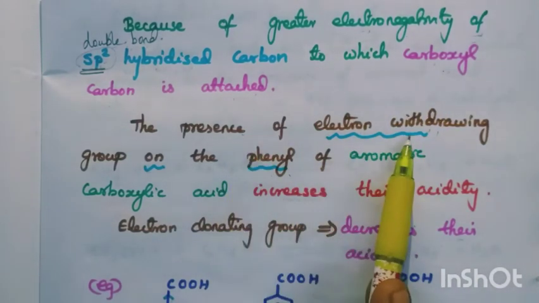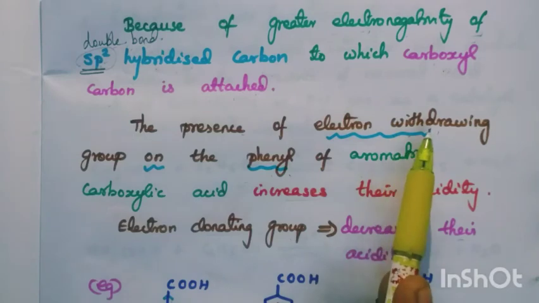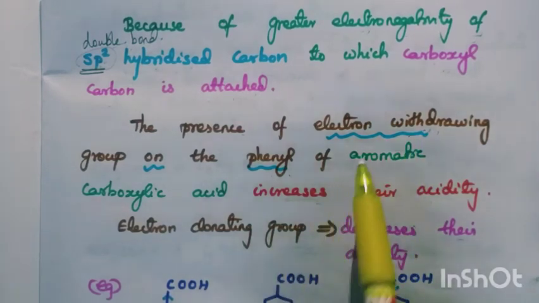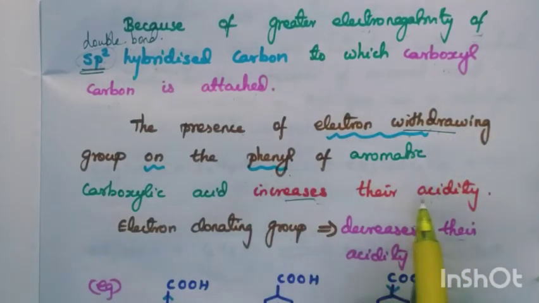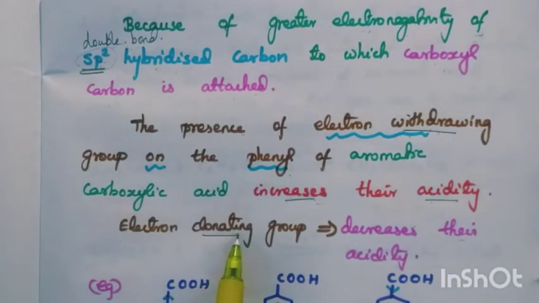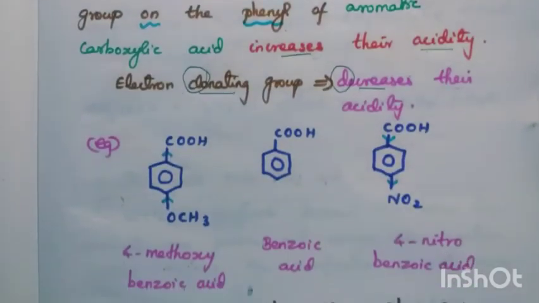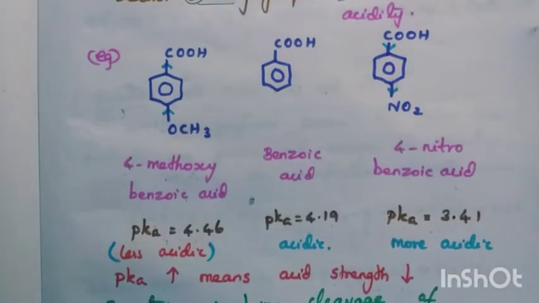Now let's see the electron effects. From this we studied that an electron withdrawing group increases the acidity. Electron donating group decreases the acidity. Remember that. Donating decreases the acidity. Let's see some compounds with examples.